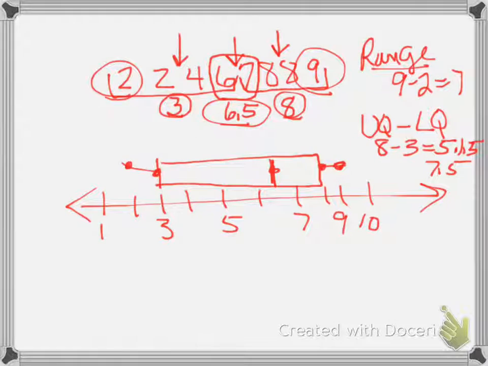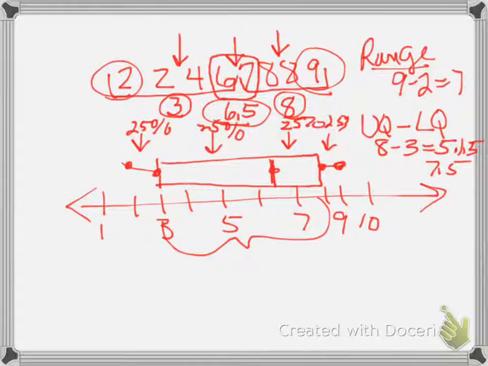Okay, so let's look at this. Every section that I'm pointing to is what percent of the data? 25% all the way through, right? What percentage is the whole box? 100. Nope. This one to here. What percentage is that? 50. What percent of the data is 3 or higher? 75, because it would be all three sections. So each section is 25%.